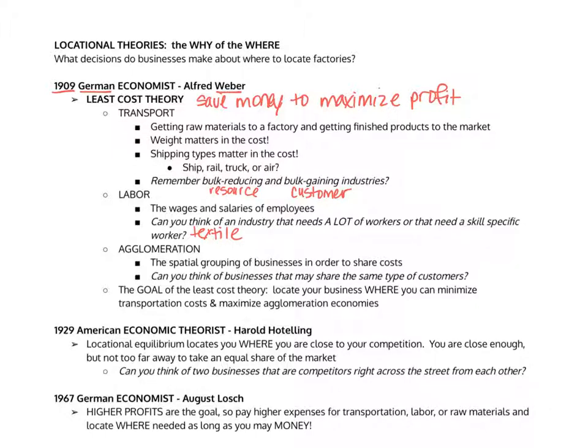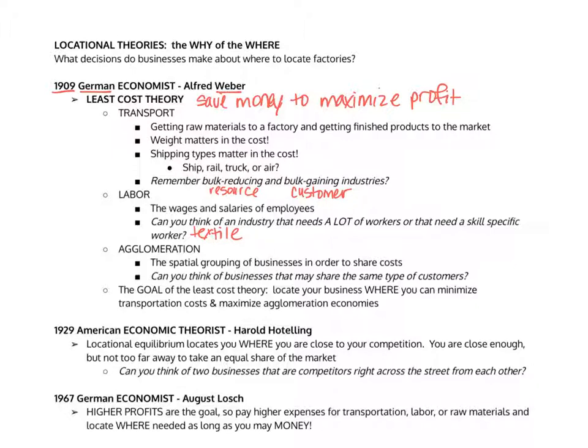Then he also says once you decide where you're going to be, you need to look at agglomeration. So agglomeration is just who are your neighbors and can you benefit from them? Say for example, you locate next to an office furniture manufacturer. Are you going to need office furniture for the offices in your factory? Yeah, so you might be able to benefit off that.